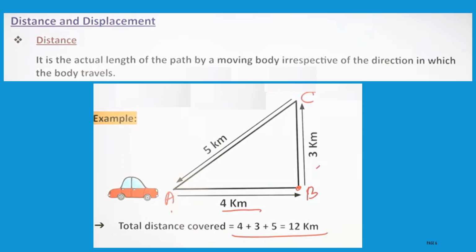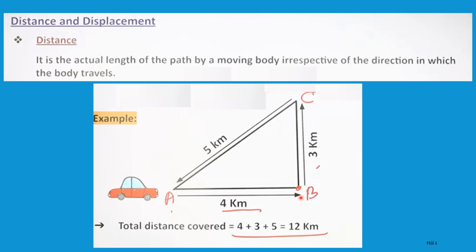Let us discuss in detail distance and displacement. Distance is the actual length of the path traveled by a moving body, irrespective of the direction in which the body travels. Let us discuss with an example. Consider a car. The car starts the journey at point A. After some time it reaches point B, covering 4 kilometers.